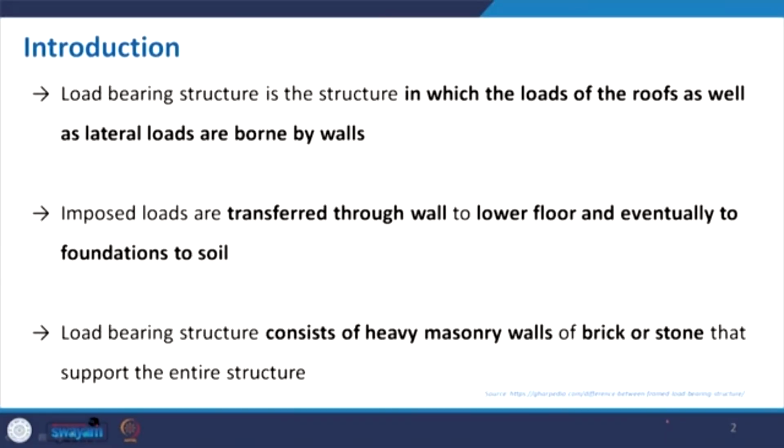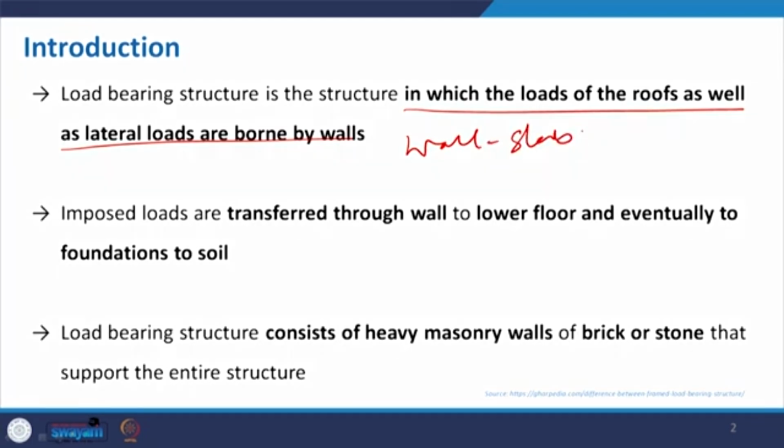Here it says the load bearing structure is the structure in which the loads of the roof as well as the lateral loads are borne by the walls. So, it leads to the wall slab kind of structural arrangement. What exactly happens, and how is the load transferred? The imposed load on the upper story, through the slab or the walls, is transferred through the wall to the lower floor, and eventually to the footing or foundation and to the soil.